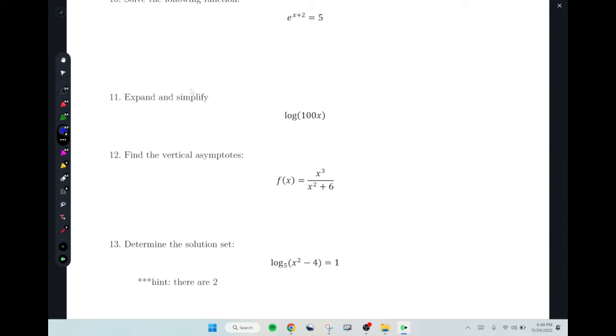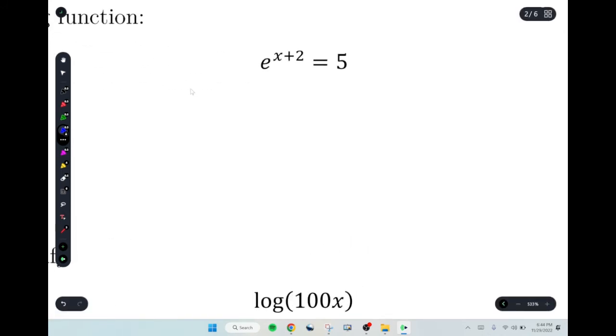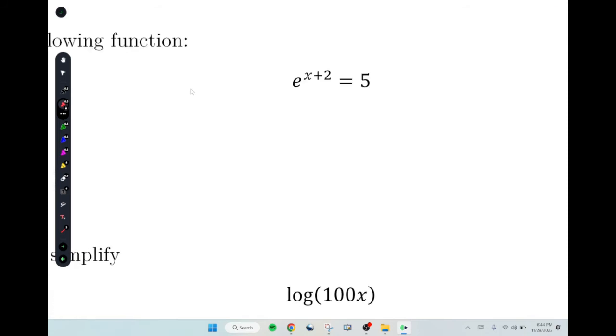Number 10. Okay. This is just pretty darn easy, but you only need to know one thing. You need to know how to get rid of that e. You need to know how to get rid of the e.